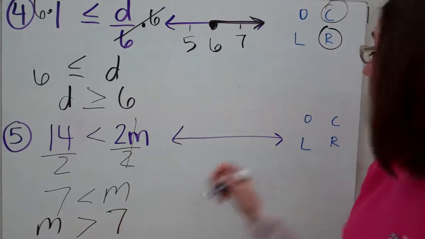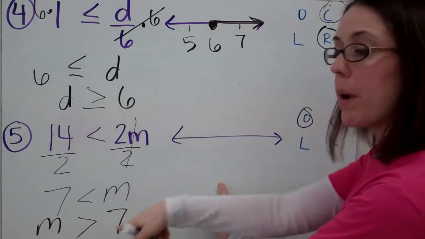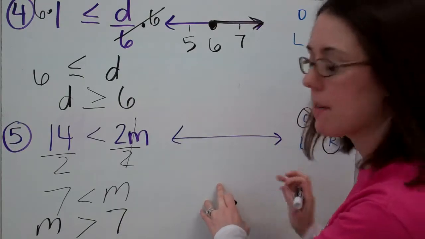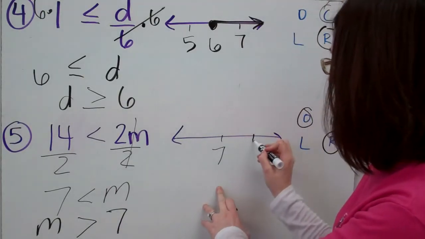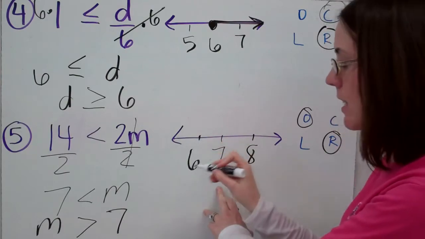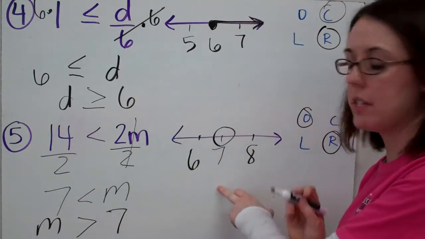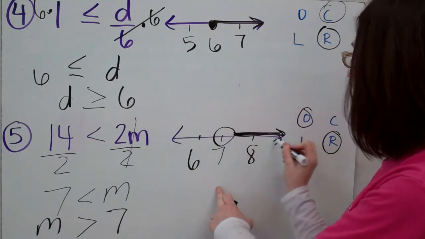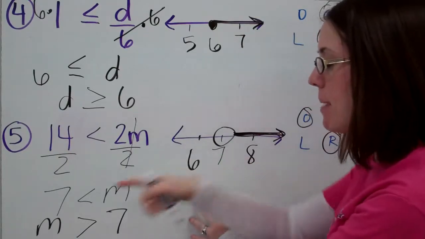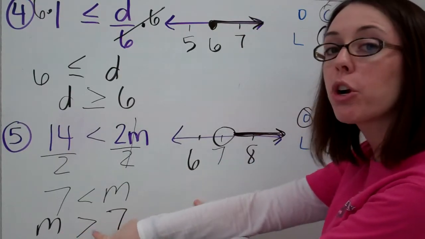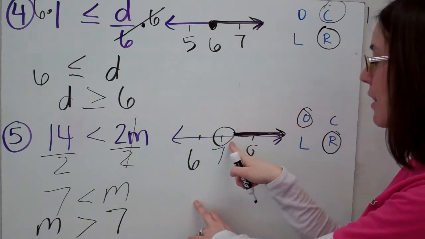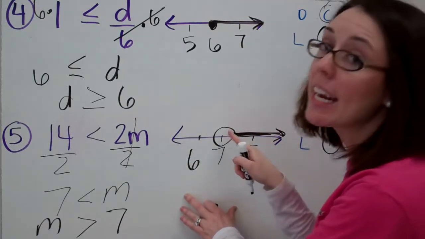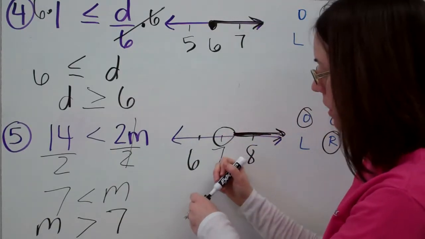We know that's going to be an open circle, and we are going to shade to the right. Put 7 on your number line with 8 and 6. Open circle on 7, shade to the right. What does that shading mean? That means that m can be any number greater than 7. So a solution is greater than 7. Can't include 7, that's why it's an open circle.